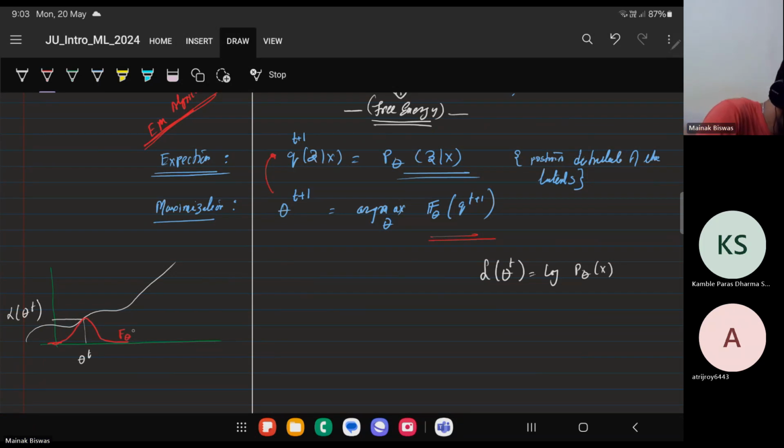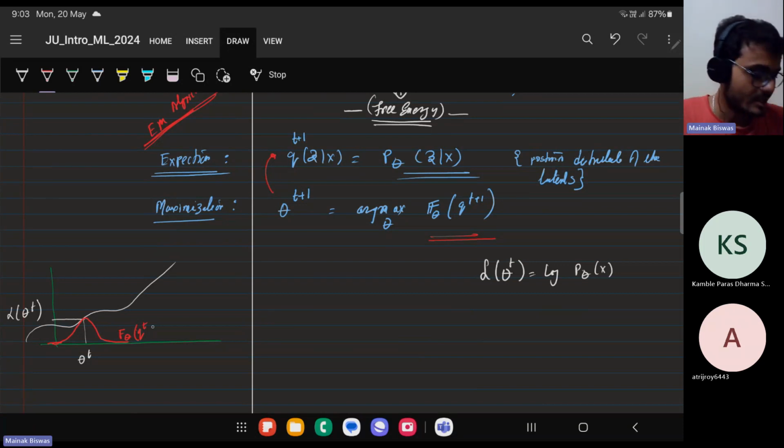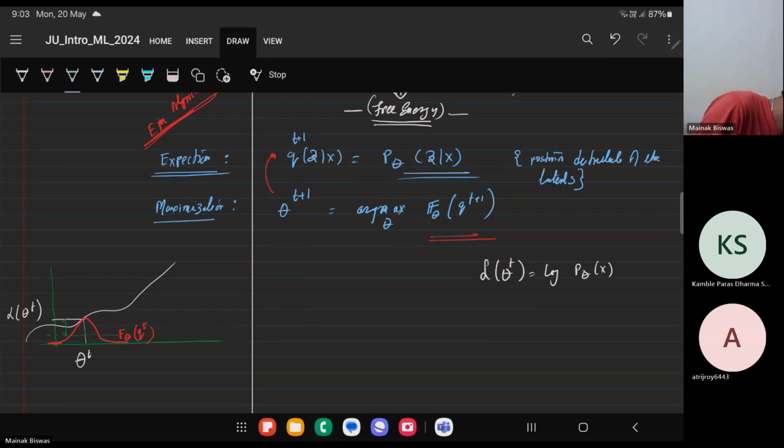F theta of q t, right? Yes, this is what it will be, and this is your best theta that you can choose, found by argmax. Yes or no? This is because for all other points here, you will have a KL divergence, yes or no? The difference is greater than 0. Correct. Only where this KL divergence goes to 0 is your optimal theta.